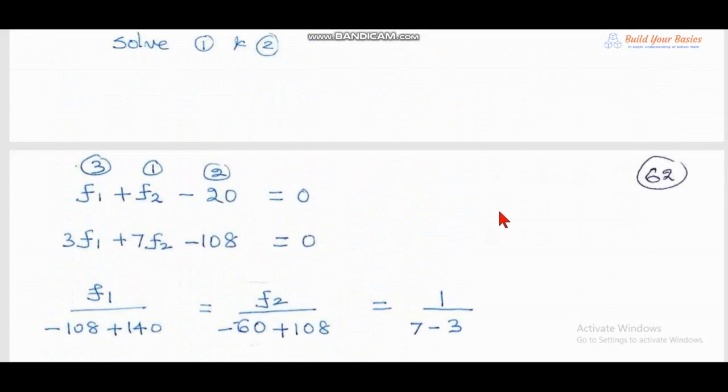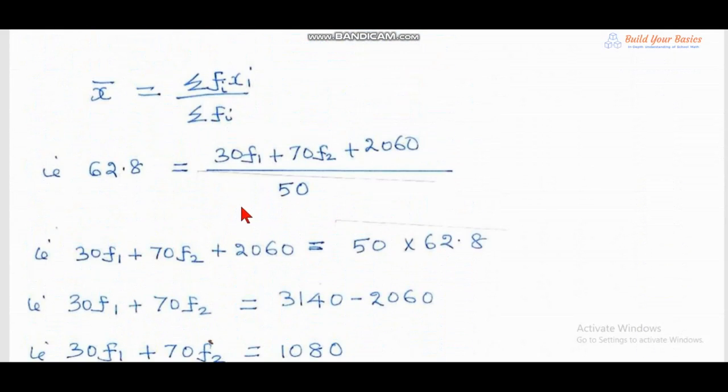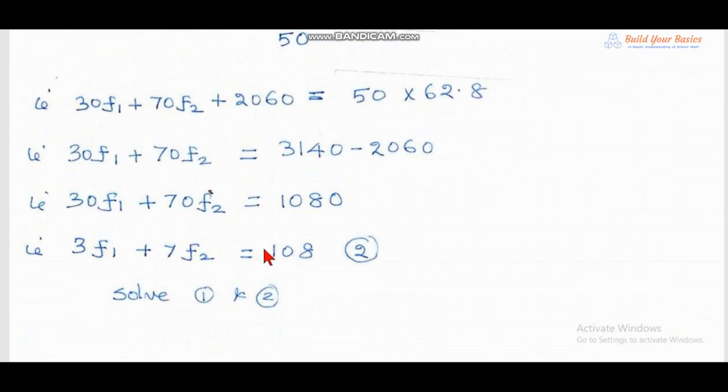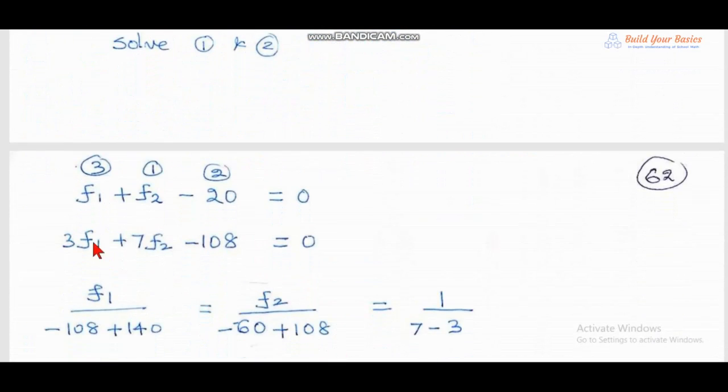We can solve the equation by equating the coefficients of f1 or f2. That way also we can do. We can multiply the first equation by 3 and subtract, or multiply the first equation by 7 and then subtract. That way also we can solve. Anyway, we will be getting the same values for f1 and f2. That's all.